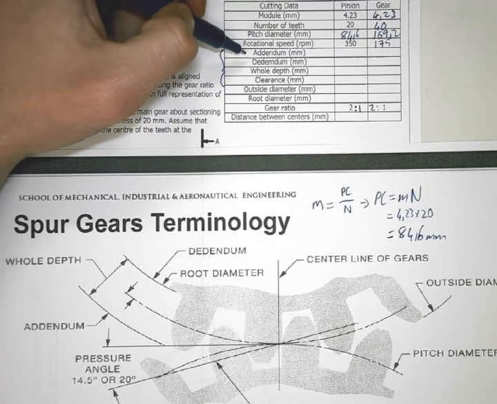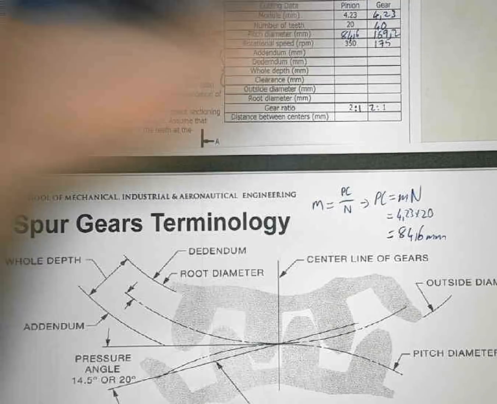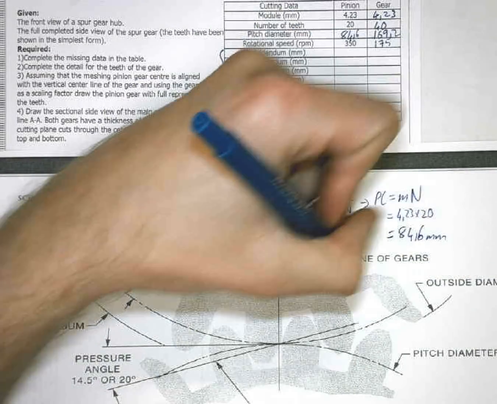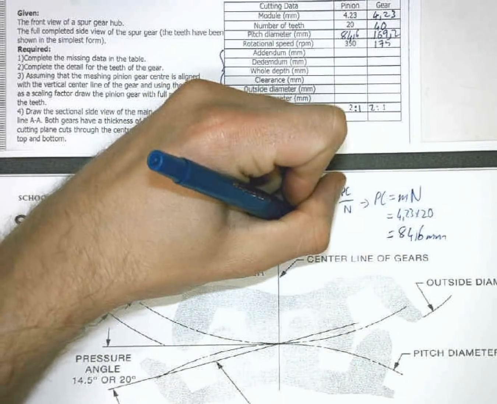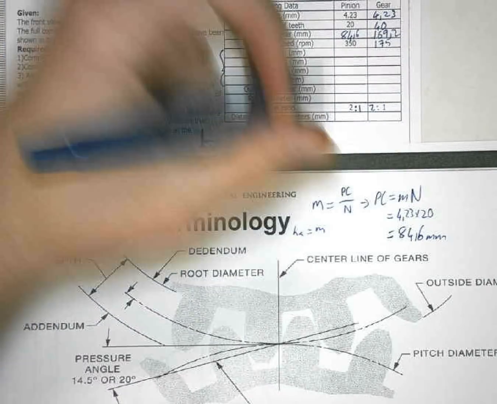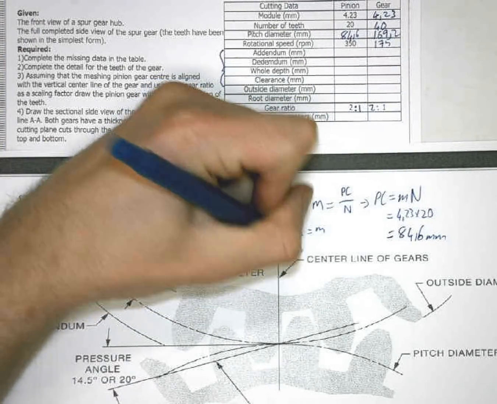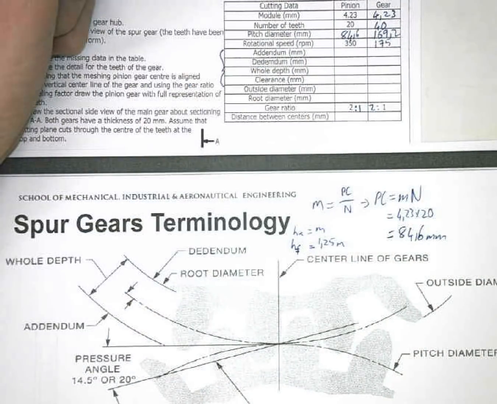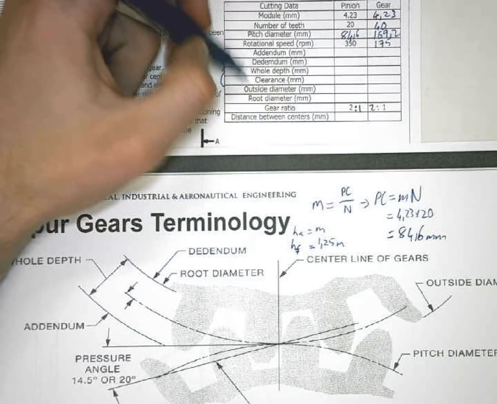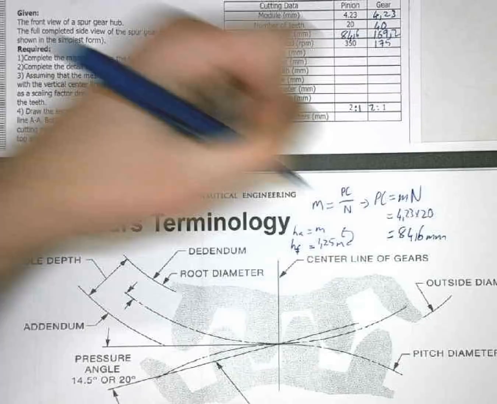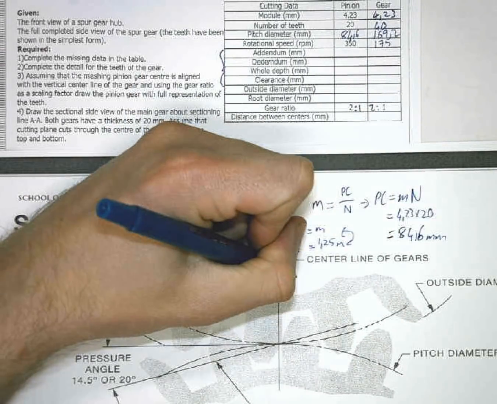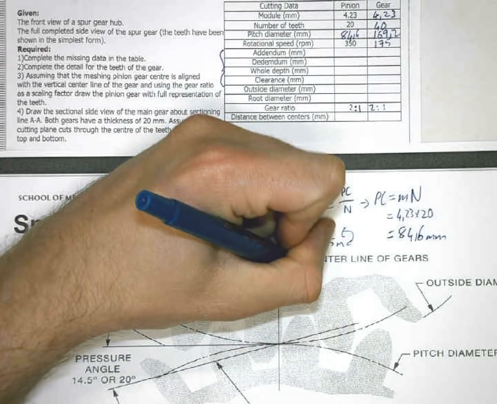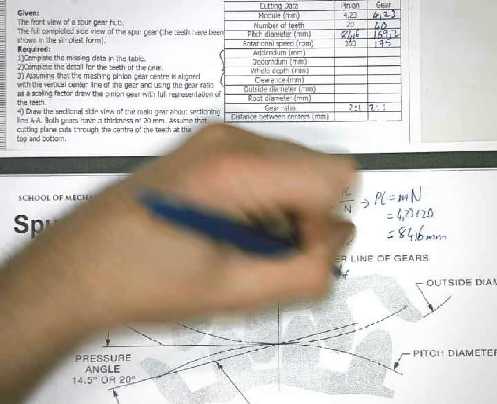So if we look at our addendum, your addendum is just equal to your module. So we can say that HA is equal to M. Our dedendum, HF, is going to be equal to 1.25 times our module, and our whole depth is just the sum of those two. So your whole depth is equal to your addendum plus your dedendum.